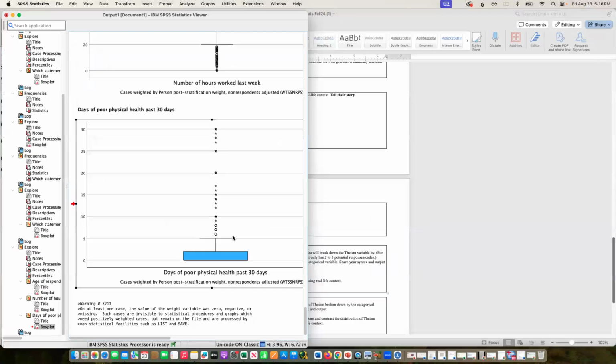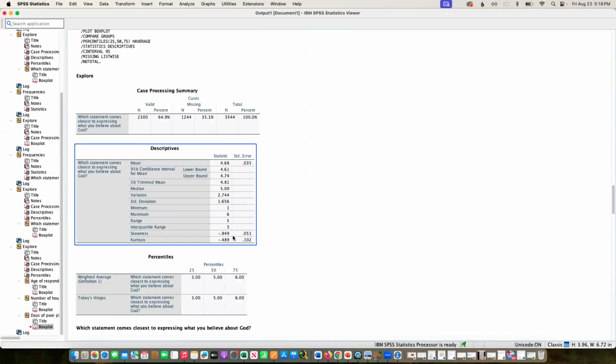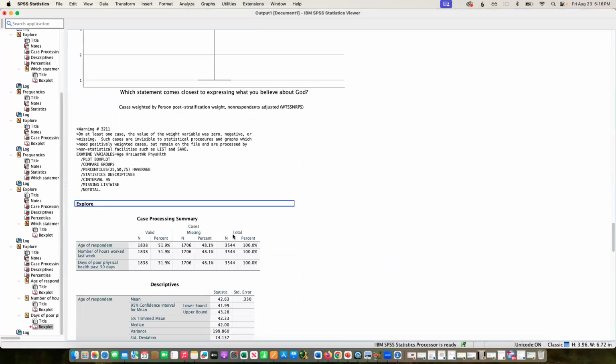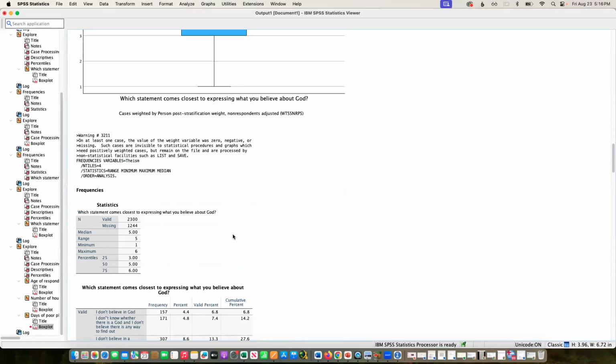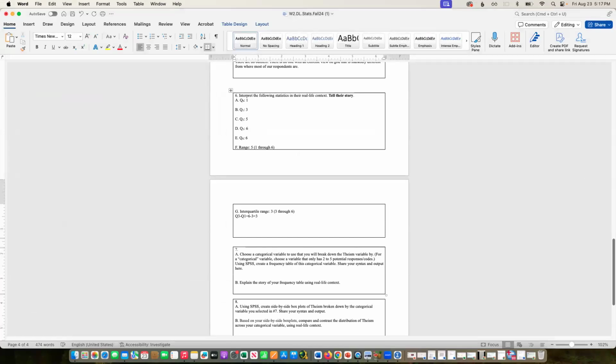If I was using one of these other outputs, again, it'll be a little different. So, for example, this one right here is Q0, Q4, Q1, Q2, Q3. Here's my range. Here's my Q2. And then I have to do Q3 minus Q1 to get my interquartile range. Okay, so now I need to interpret these.